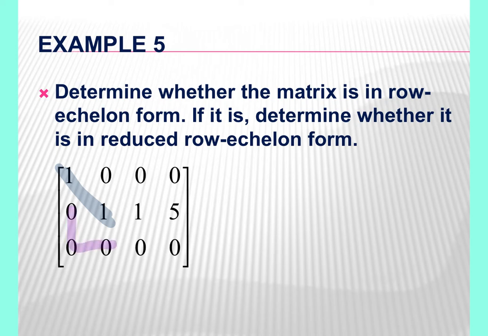Disregarding the row of zeros, right? Because this can happen, but it has to be at the bottom. So if you look at ignoring the row of zeros, do you have a diagonal of ones with the zero below? Yes. You do. So this is row echelon form.